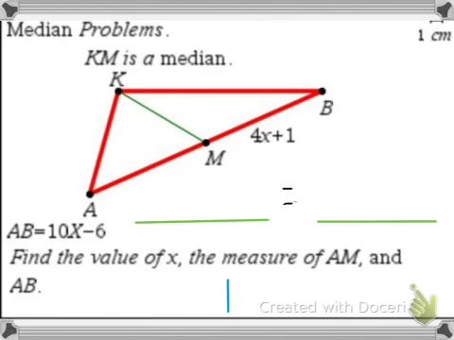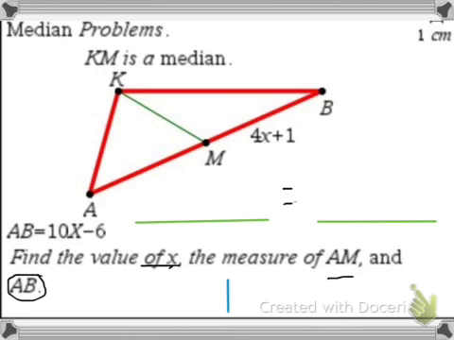Alright, friends, now this is a little more of a, I wouldn't say it's a whole lot more difficult, but it gives you a little bit different information. See, on this problem, they tell you to find the value of x, right here, find the measure of AM, and the measure of AB.